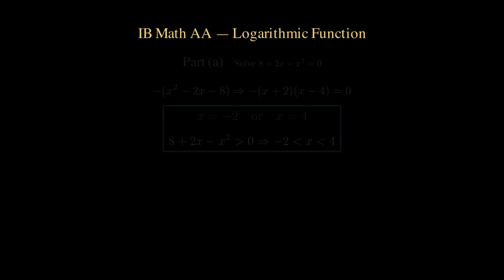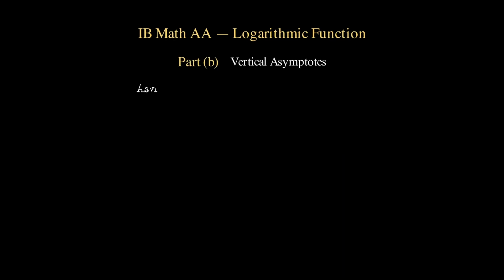For part B, the vertical asymptotes of a logarithmic function occur when the argument equals 0, that is, at the roots we just found. So a equals negative 2 and b equals 4.